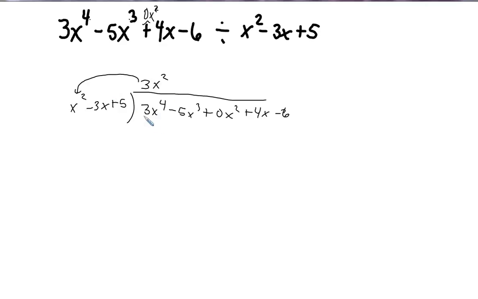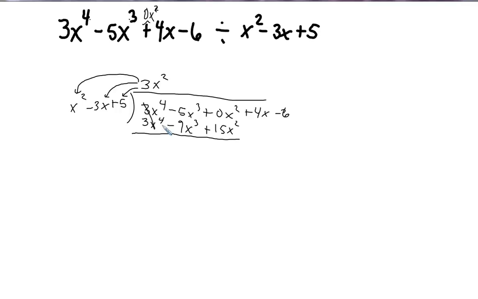We get 3x squared times x squared would be 3x to the 4th. 3x squared times negative 3x would be minus 9x cubed. 3x squared times 5 would be plus 15x squared. Now, just like we did in normal long division, we're going to subtract these.